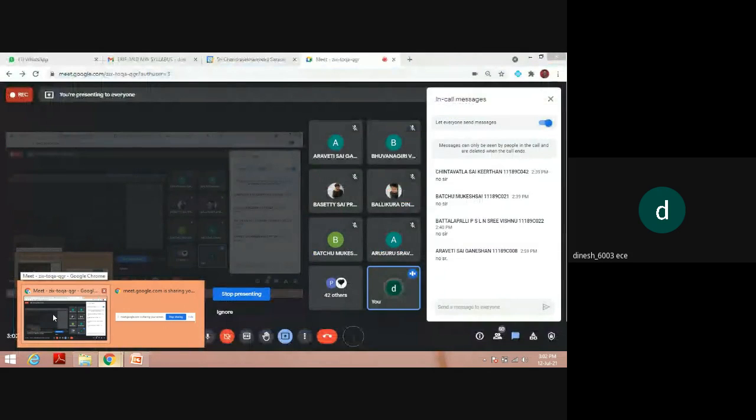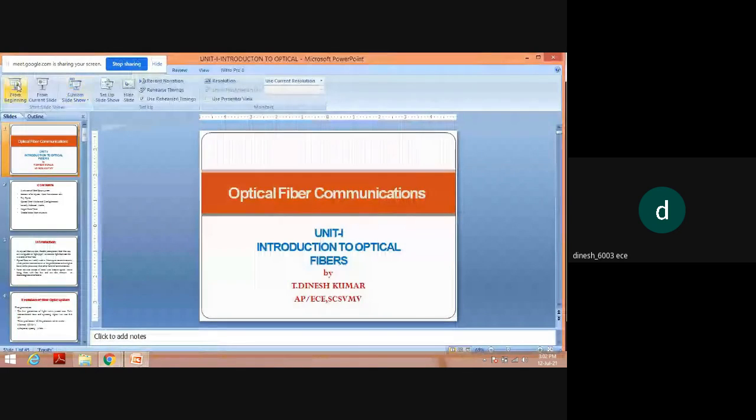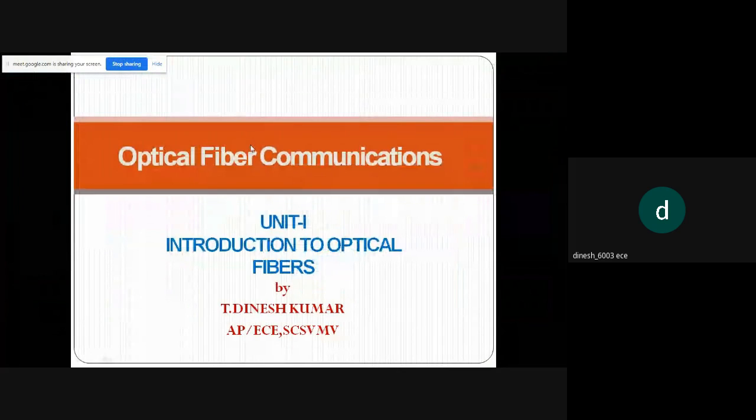Since there are no queries, let's move on to the introduction. Optical Fiber Communications, Unit 1, Introduction to Optical Fibers. Unit 1 is fully introduction.